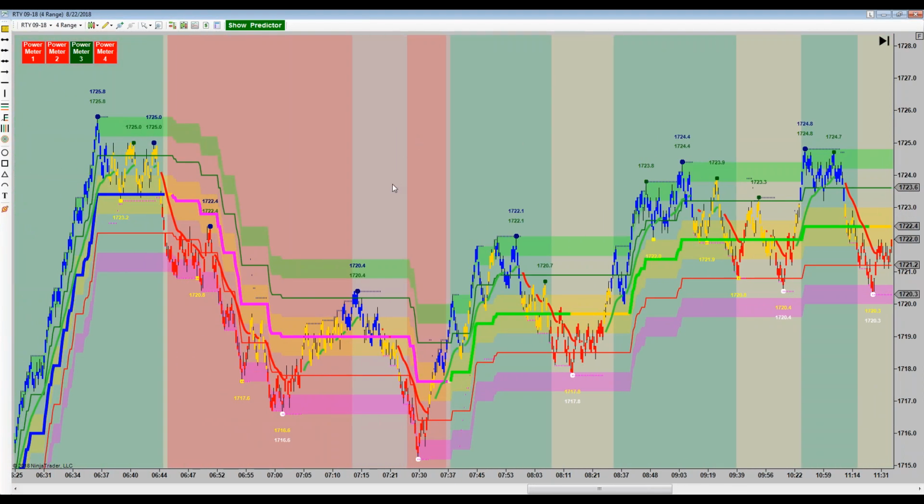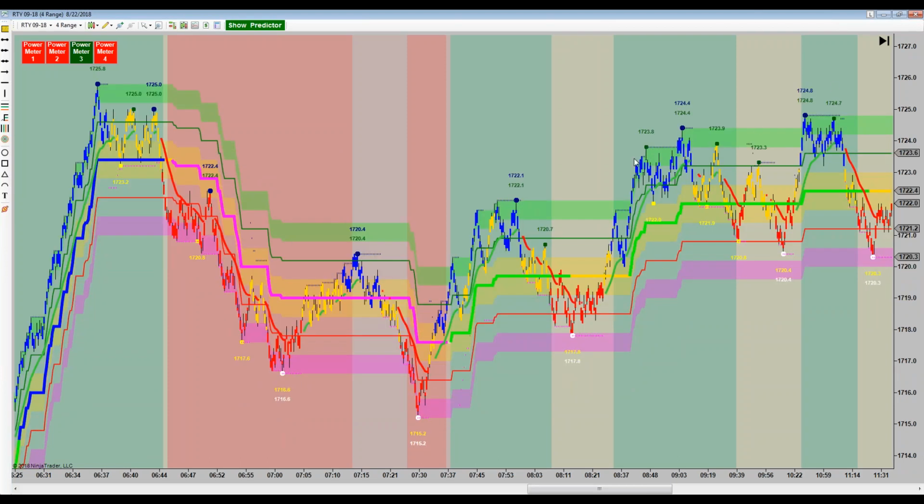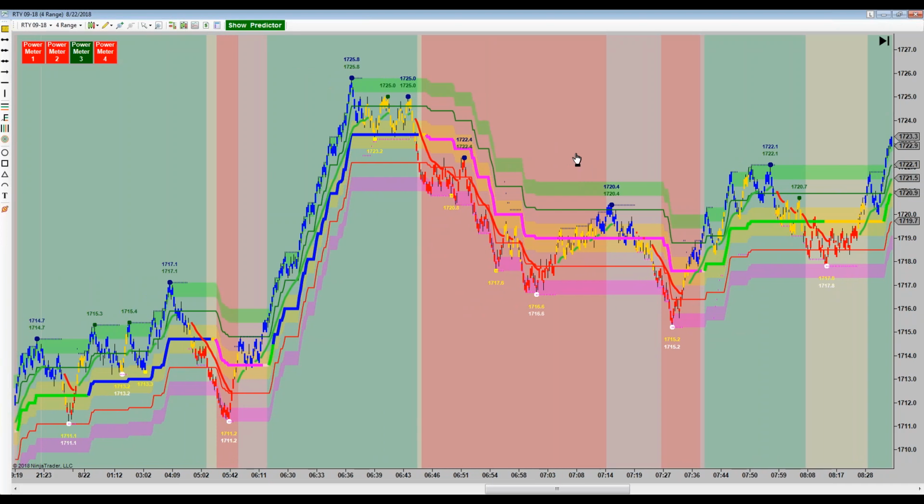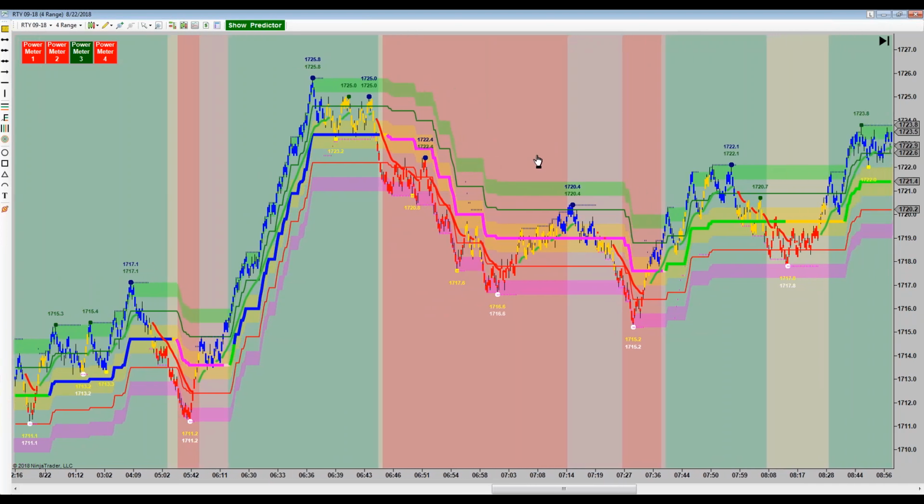How do you tell a range as it's happening in real time? How do you tell when you're in a range? What do you do? Here, I'll advance the chart. Let's go all the way back into yesterday. What do you do? You do something to the chart that tells you. And you can do it pretty quickly. What is it that you do?